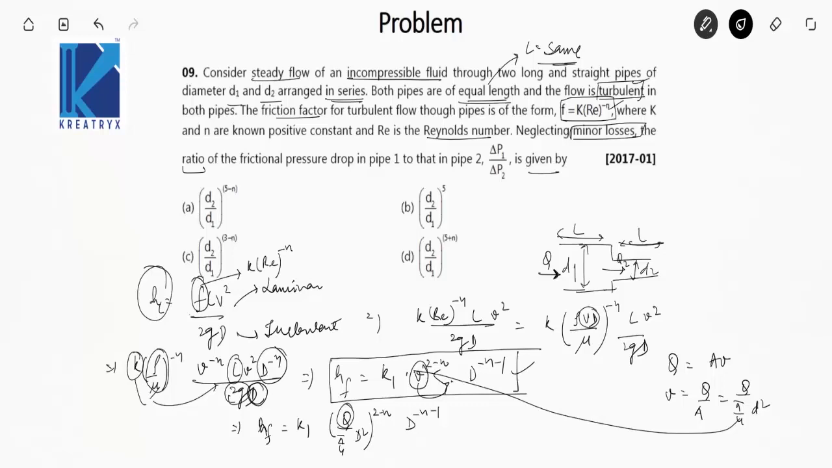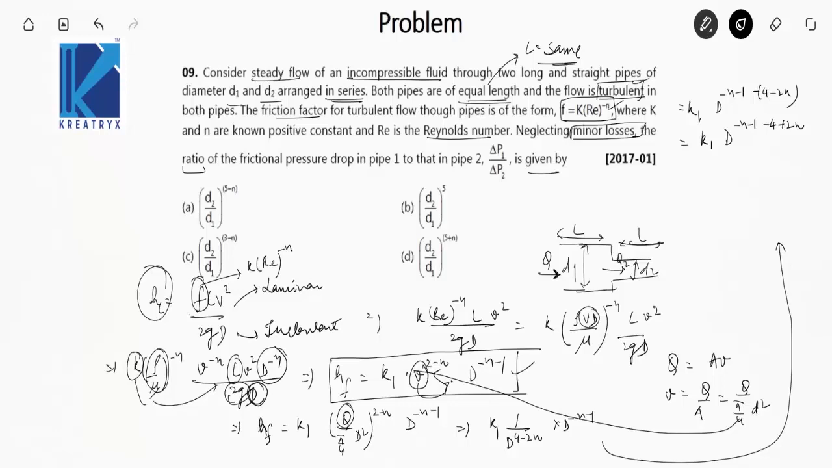So this further reduces to K1 D raised to power 4 minus 2n into D raised to power minus n minus 1. Which is further equal to K1 D raised to power minus n minus 1 minus 4 plus 2n. I'm just solving it. And that implies finally hf is equal to K1 D raised to power minus 5 plus n. So this is the relation between the frictional head loss and the diameter.